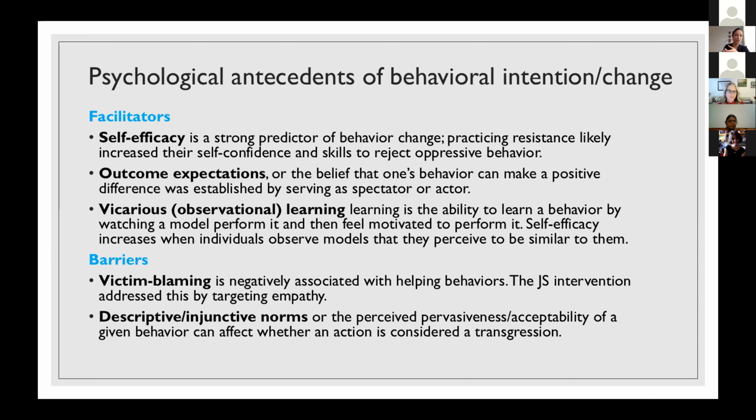And of course, descriptive and injunctive norms, or the perceived pervasiveness or acceptability of a given behavior. This can affect whether an action is considered a transgression. And they can also act as a facilitator or a barrier, depending on whether they are harmful norms or whether they are positive social norms. And so it seems like the Jana Sanskriti has really done a good job in taking harmful social norms and turning them into facilitators.